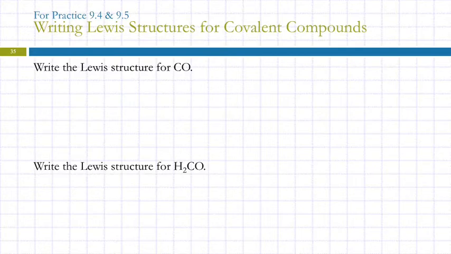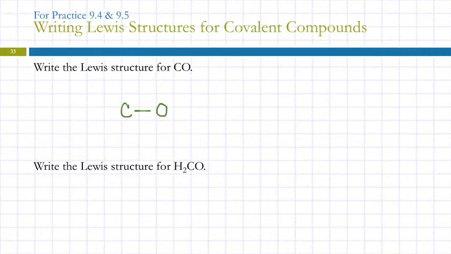So the first step is to draw a skeletal structure, just showing how those 2 atoms are connected. Well, with only 2 atoms, there's only one thing that can happen. They're connected to each other, right? So there's carbon, here's oxygen. Now, you could put oxygen on the left, it doesn't matter. For those to be connected, there must be at least a single bond between them, right? So I'm going to draw a line between them. The line represents 2 electrons, a single bond.